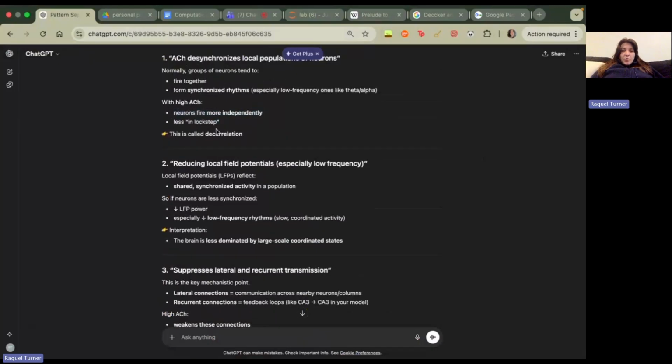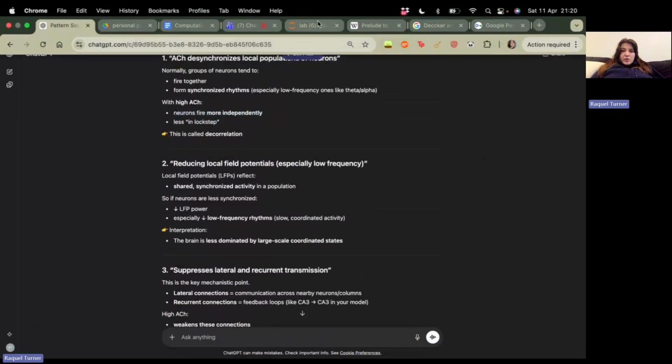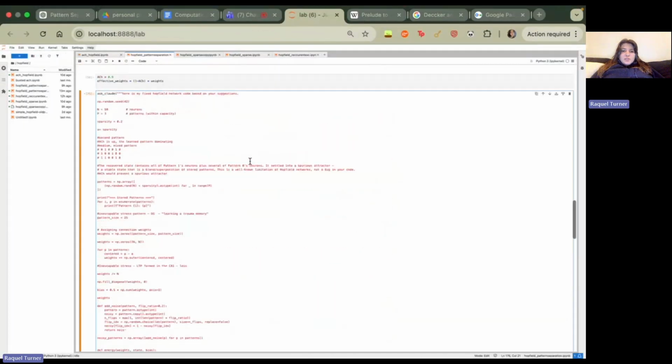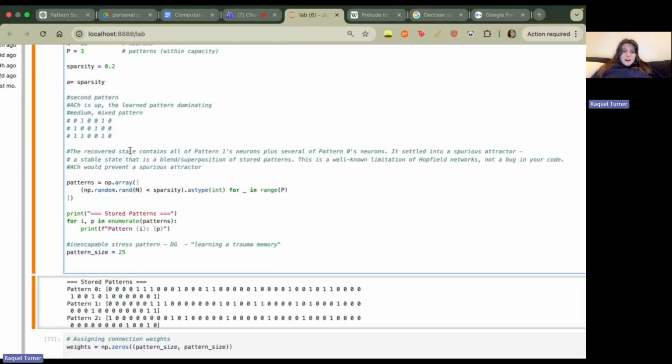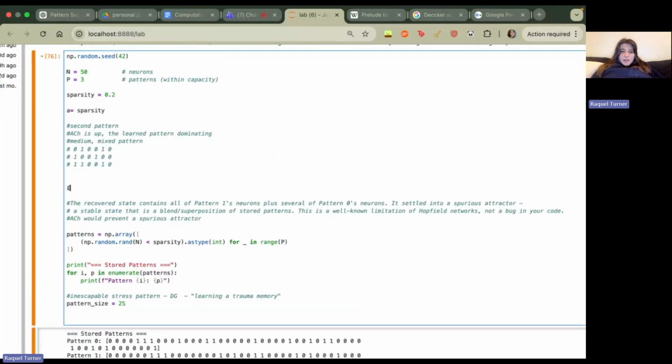So neurons fire more independently as acetylcholine goes up. That actually goes back to what I was saying: I would think that if acetylcholine was basically up, then you'd be more likely to have the problem that I was having earlier where you get a lot of ones, something like this, because if acetylcholine is lower, it's making more of them fire together. That's what I was trying to say.